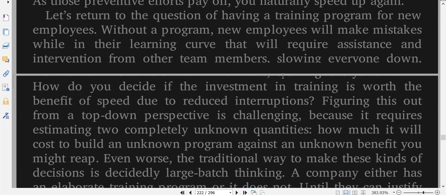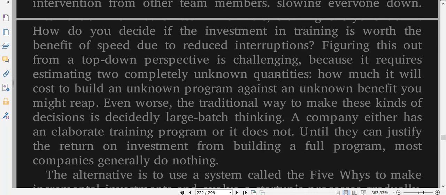Let's return to the question of having a training program for new employees. Without a program, new employees will make mistakes while on their learning curve that will require assistance and interventions from other team members, slowing everyone down. How do you decide if the investment in training is worth the benefit of speed due to reduced interruptions? Figuring this out from a top-down perspective is challenging because it requires estimating unknown quantities: how much it will cost to build an unknown program against a known benefit you might reap.